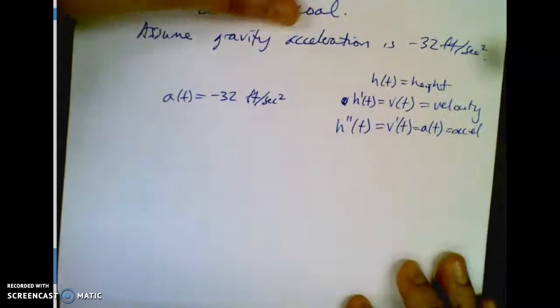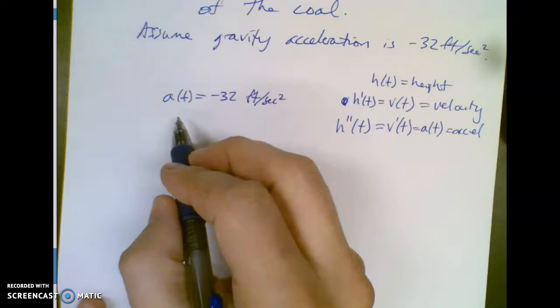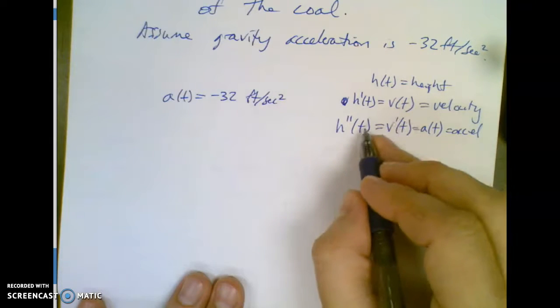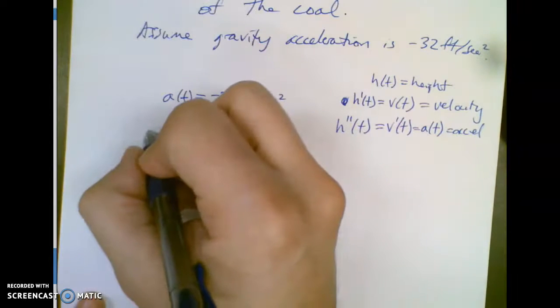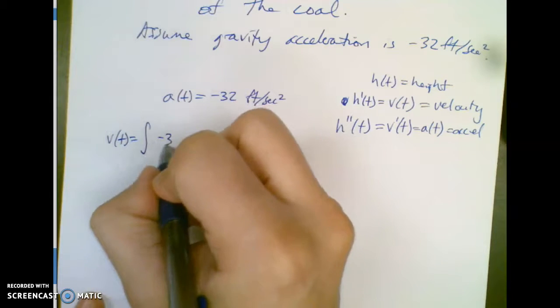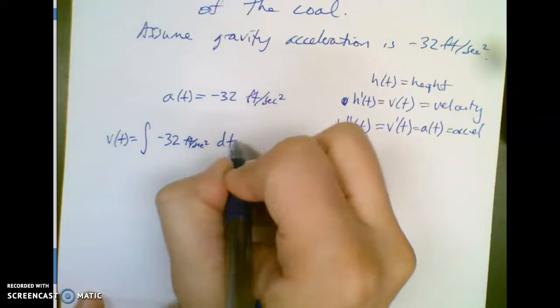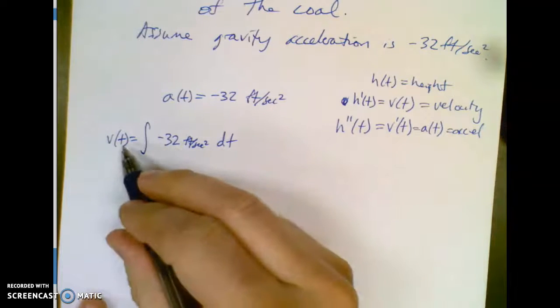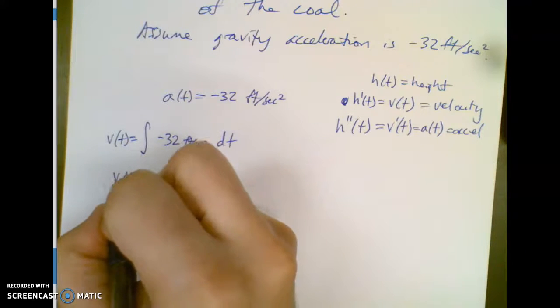So if I start off with this and I take its integral, I'm going to end up with a velocity function because I'm here, and if I integrate it, I go to velocity. So v of t is going to be the integral of -32 dt. I'm matching my letters, v(t) dt. So this is an easy one, right?